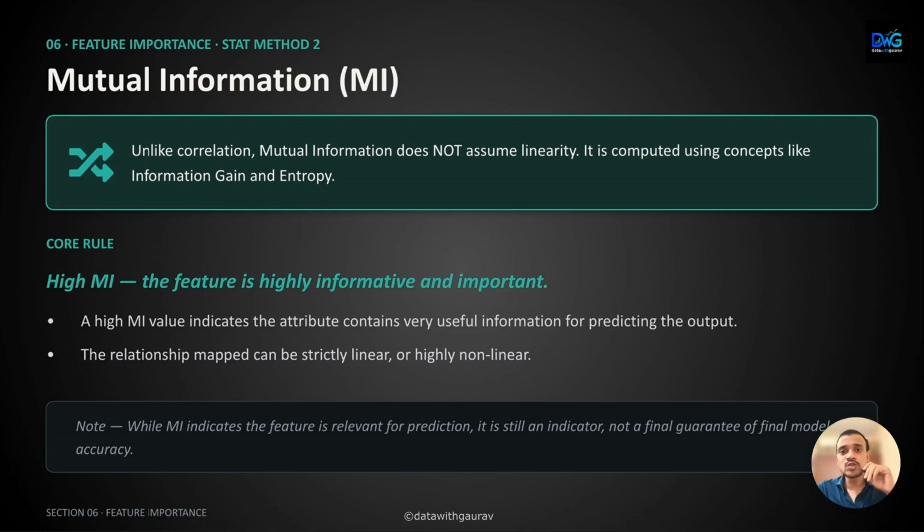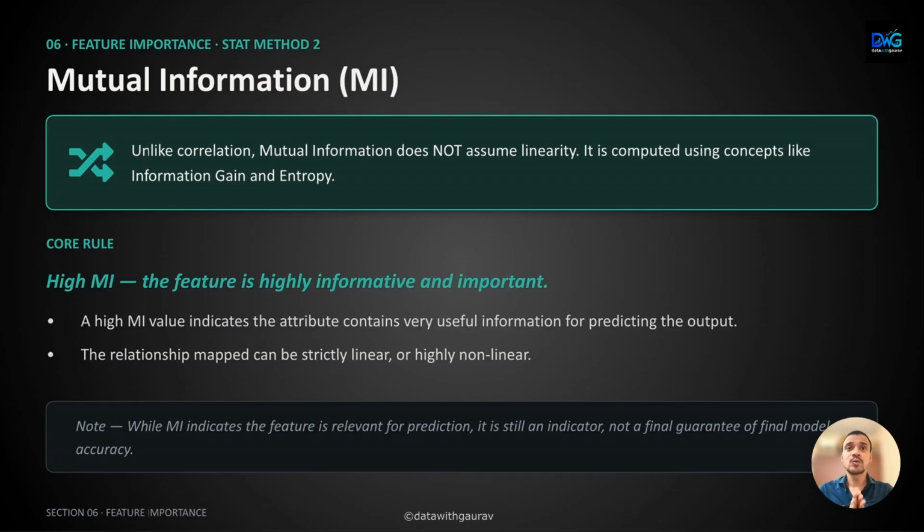Behind the scenes, mutual information is based on concepts from information theory, particularly entropy and information gain. You don't need to understand the mathematical details right now. For this course, what's important is understanding how to interpret the result. So, the core idea is very simple. A feature with high mutual information contains a large amount of useful information about the target variable.